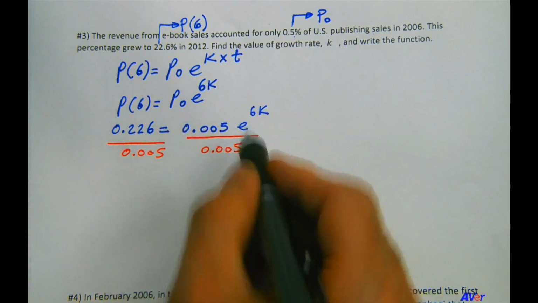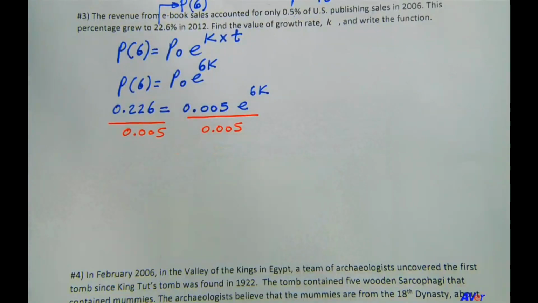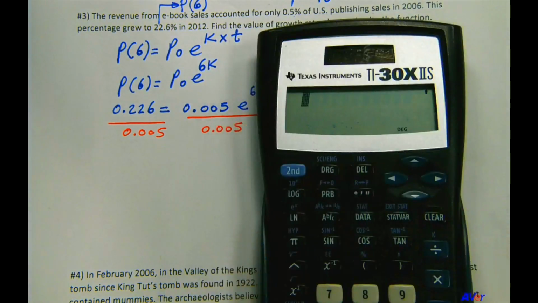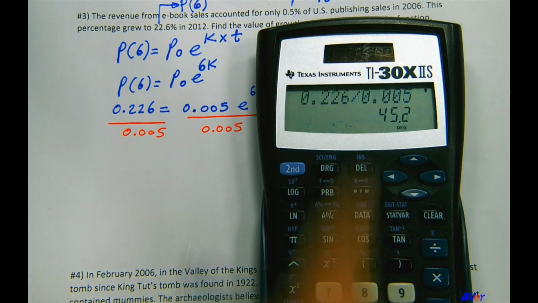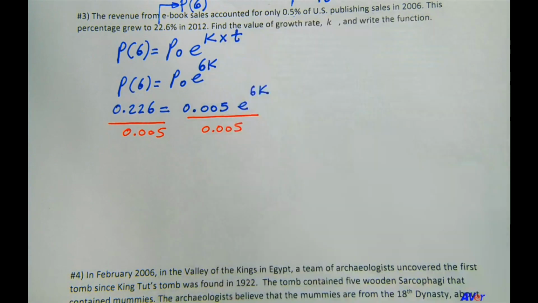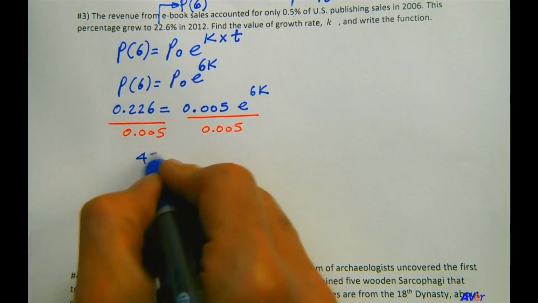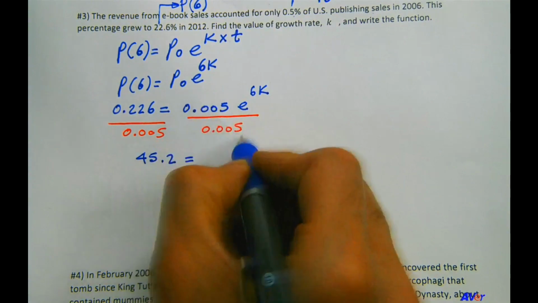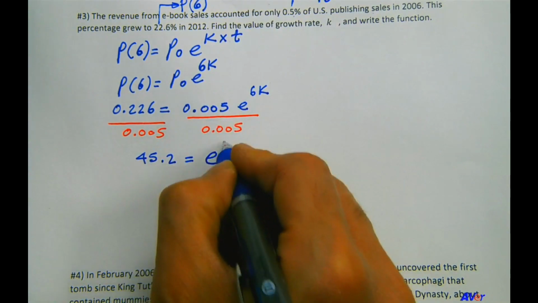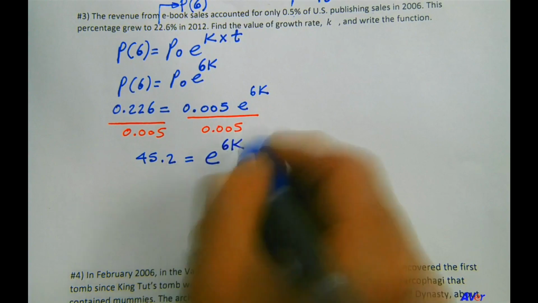Right? So on the left, let me calculate that. On the left, what do we have? We have 0.226 divided by 0.005. We have 45.2. Okay, so 45.2 equals, on that side, these two cancel out. We end up with e to the 6k power.